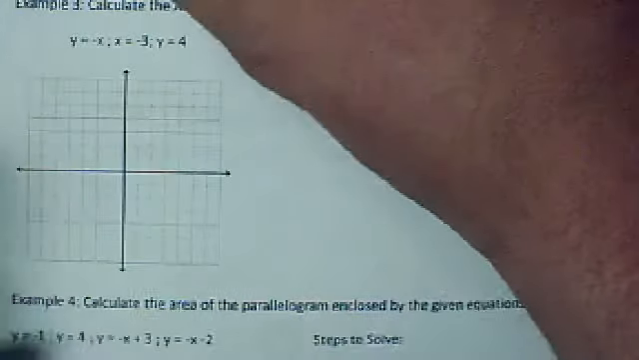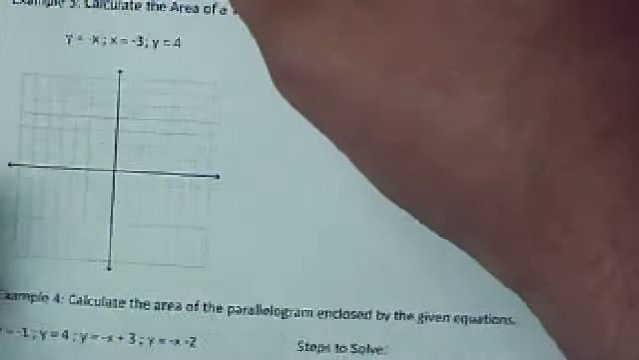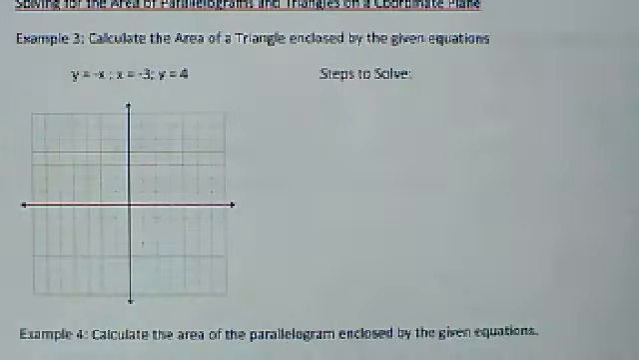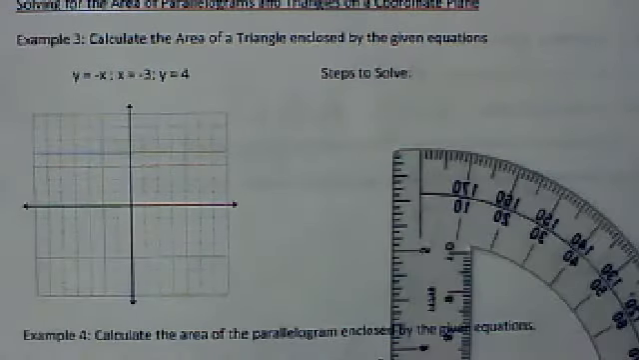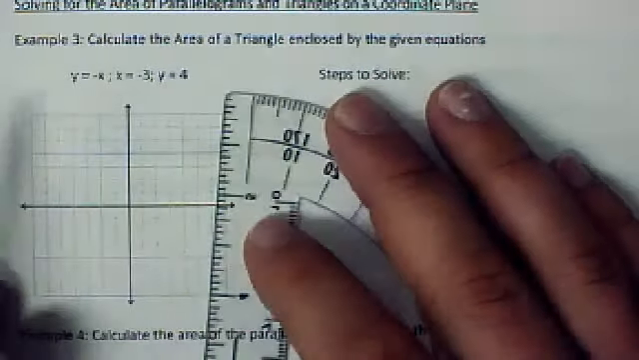Now we're going to look at how to solve for area on a coordinate plane. So what you're going to be given on these questions is going to be asking you to calculate the area of the triangle enclosed by the given equations. And the equations that they've given you are linear equations. y equals negative x, x equals negative 3, y equals 4. So what we're going to do first is graph these three linear equations.